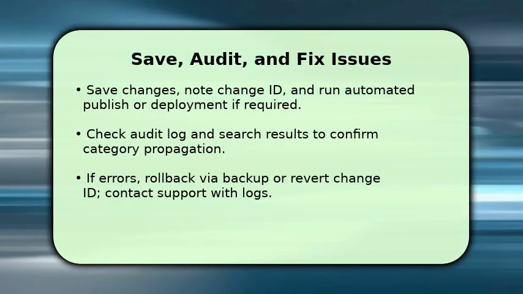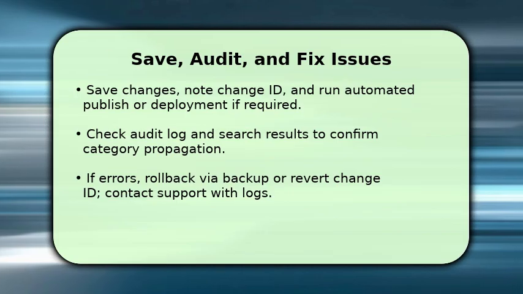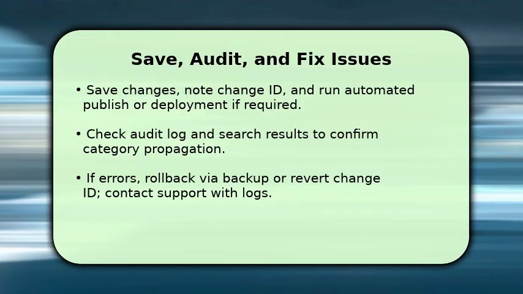Once saved, check the audit log and perform a quick search or filter to ensure the GEM appears under the new category across listings. If you see mismatches or validation errors, revert using your exported backup or the portal's revert/change ID feature, then reapply corrections. If issues persist, collect the error messages and logs and contact support. Include change ID and timestamps for faster resolution.